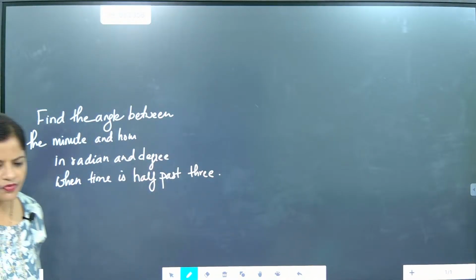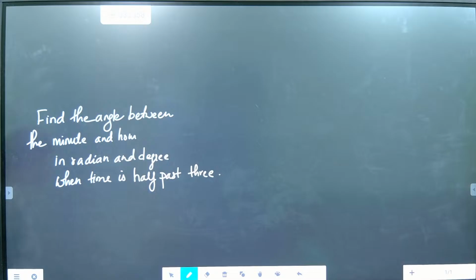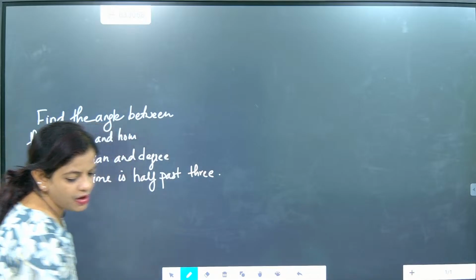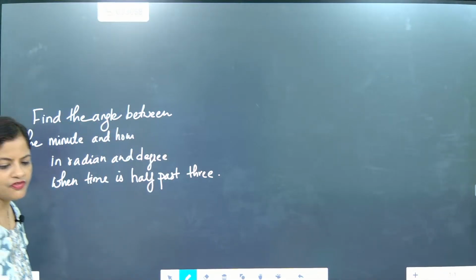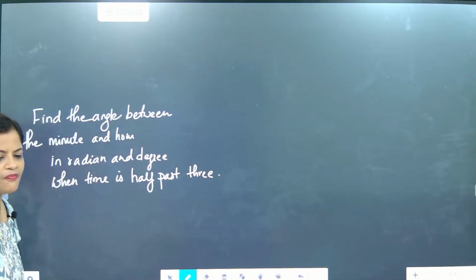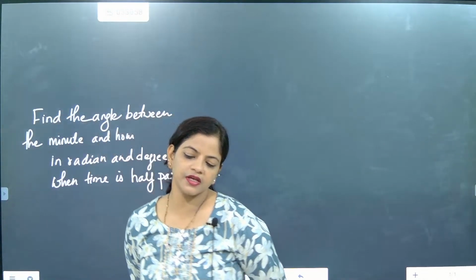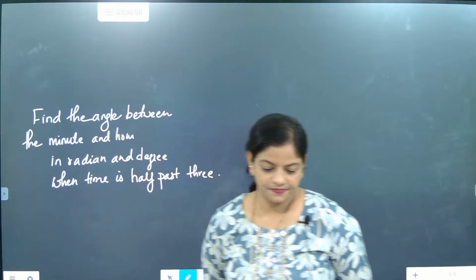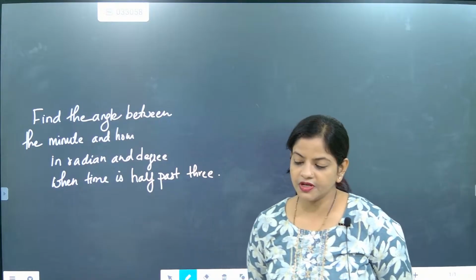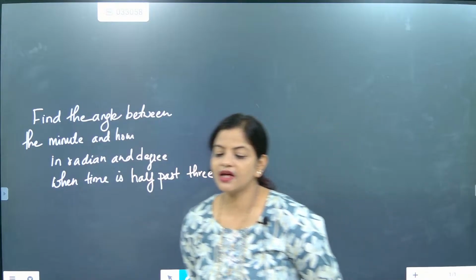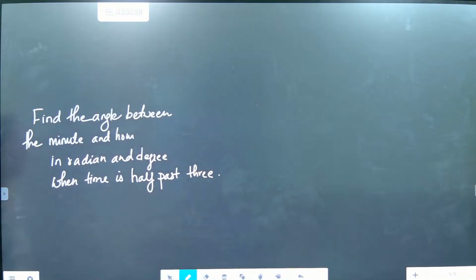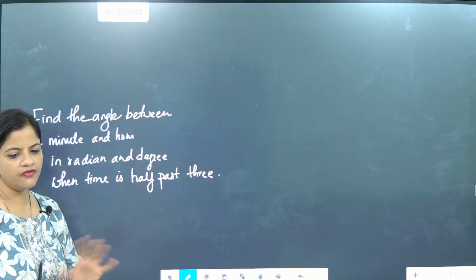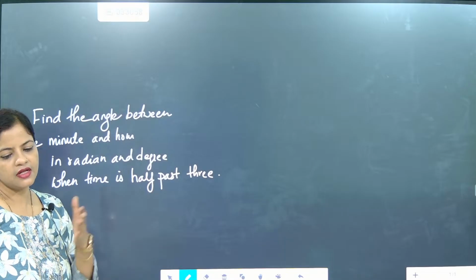Half past 3 means Vidya, first tell me what is the meaning of half past 3? If somebody asks you, what is half past 3, what answer are you going to give? Half past 3 is 3:30. Half time is passed, so it is exactly coming as 3:30.